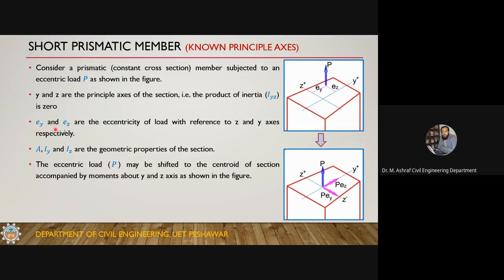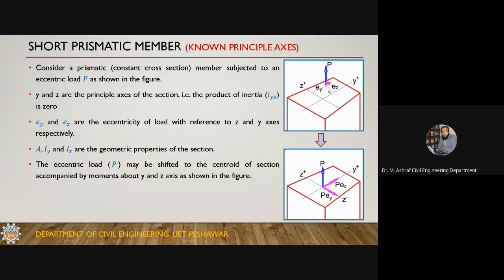And I've already talked about Ey and Ez. They define the position of the load. A, Iy, Iz are the geometric properties: the cross section area, the moment of inertia about y, and the moment of inertia about z. The eccentric load P may be shifted to the centroid of the section, accompanied by a moment about the y and z axes.